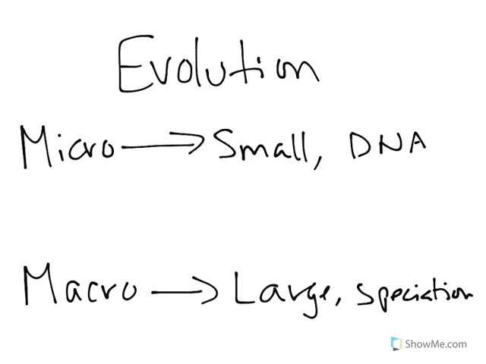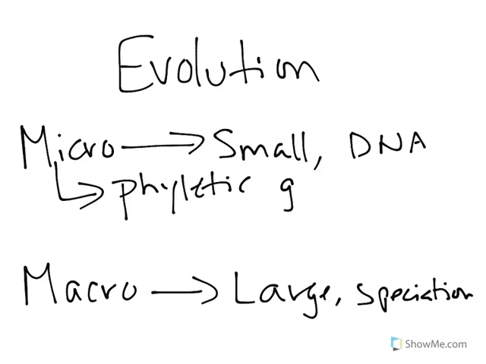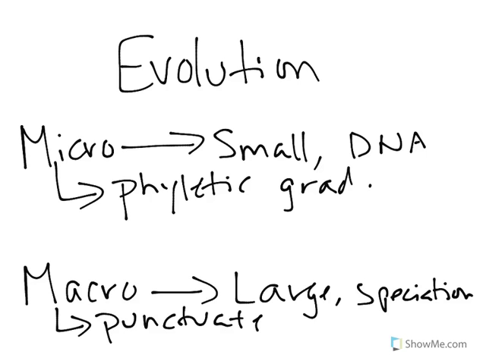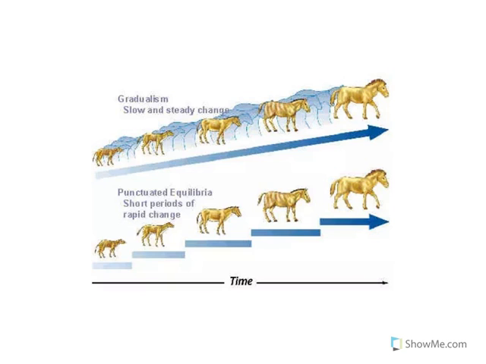So what we're really going to see here is that phyletic gradualism and punctuated equilibrium are the same thing, just two different ways of looking at it. Microevolution highlights phyletic gradualism, whereas macroevolution highlights punctuated equilibrium. So let's take a look here at this figure. This figure demonstrates precisely what I'm talking about.